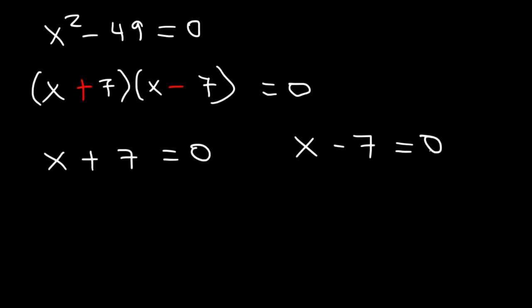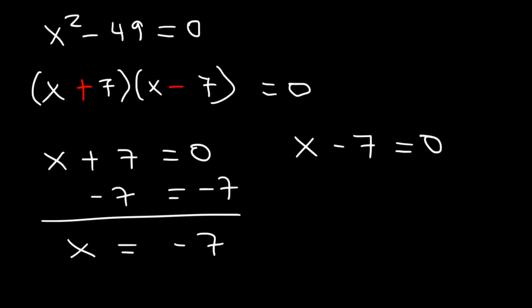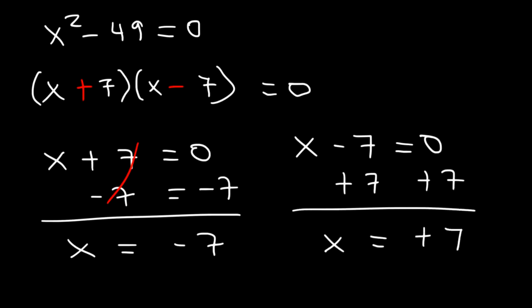The reason why we can do that is because if one of these terms is equal to 0, then everything is 0. 0 times anything is 0. So x is equal to negative 7. And in the other equation, if we add 7 to both sides, we can see that x is equal to positive 7.